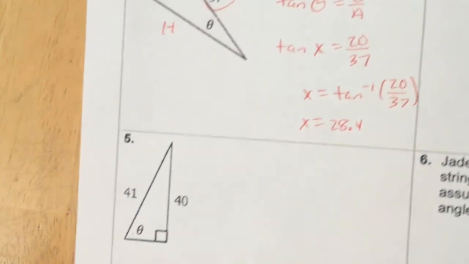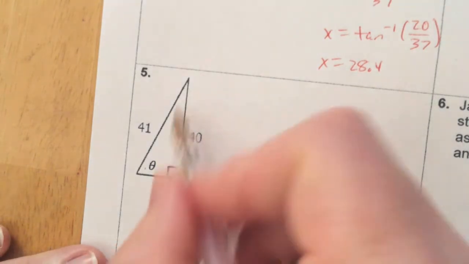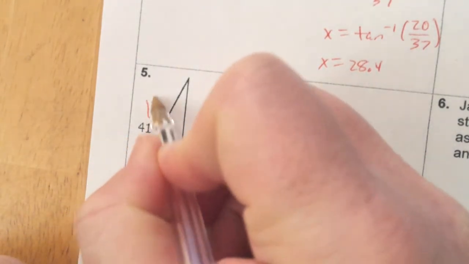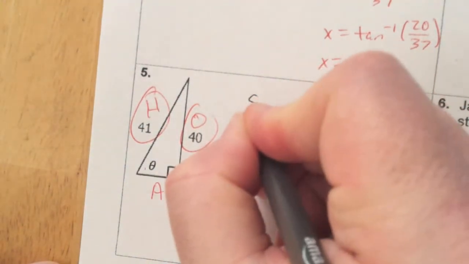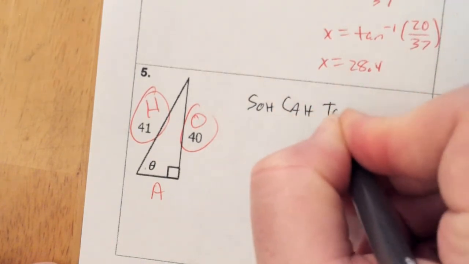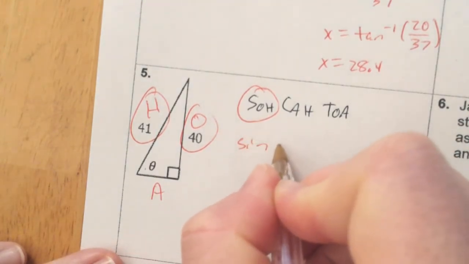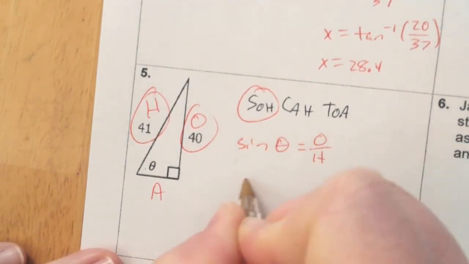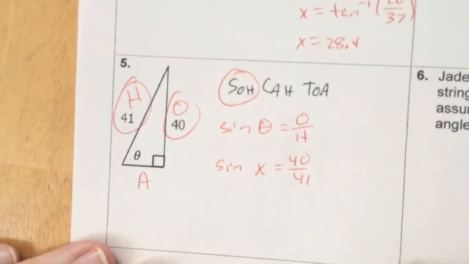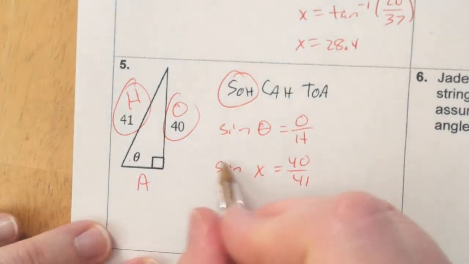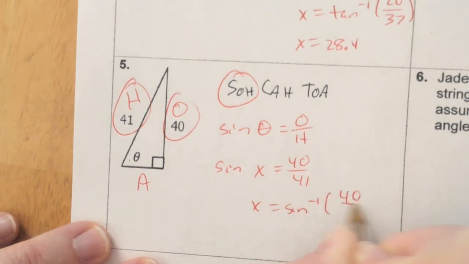Yeah. All right, one more problem, guys. Okay, don't worry about the word problems. You're going to have plenty of practice of that later. All right, so H, O, A. What trig function do you use? So SOH CAH TOA. What uses H and O? That'd be SOH. Sine of theta equals O over H. Sine of x equals 40 over 41. Okay, so are we going to switch, multiply, or inverse? Inverse, we're trying to get rid of the sine. So x equals sine inverse of 40 over 41.